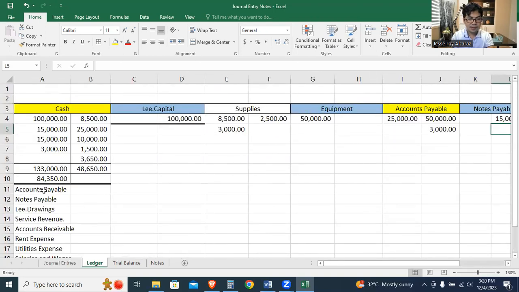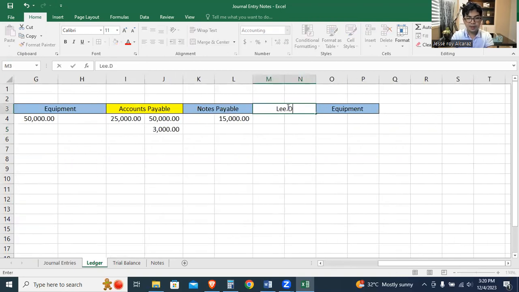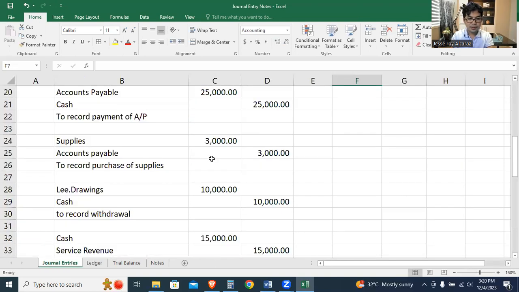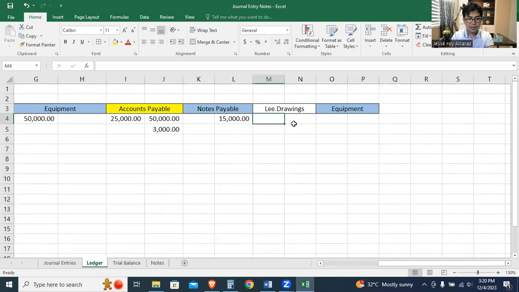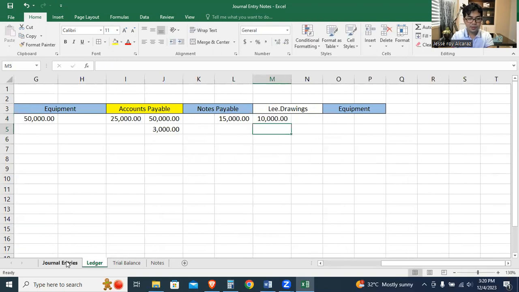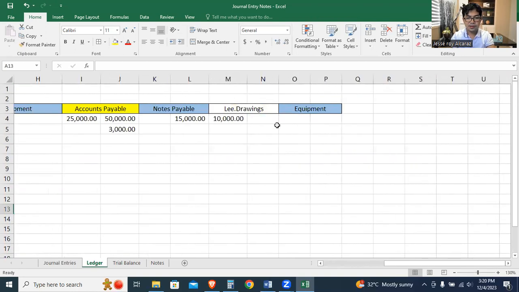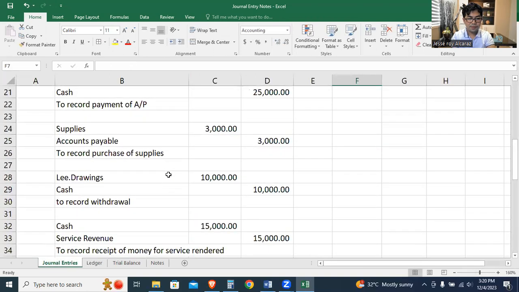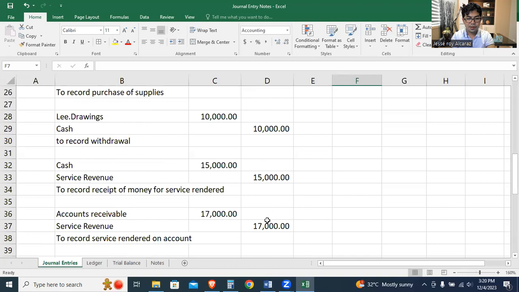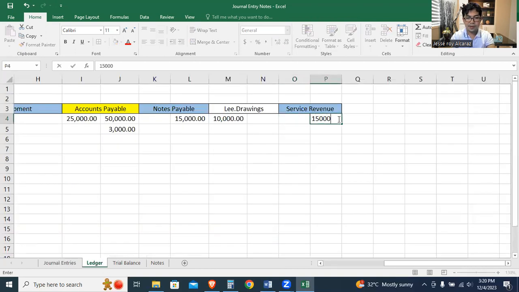Next would be the drawings. The drawings, we have debit of 10,000 pesos. Then service revenue. Next one. Service revenue, we have 15,000 and 17,000. Both are credit. 15,000 then 17,000.